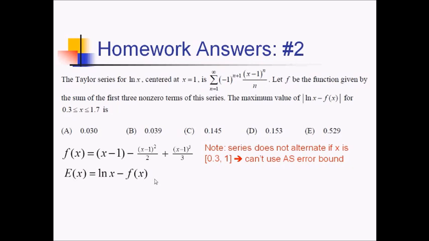I'm actually going to do the candidates test on this thing, and I'm going to pick whatever takes this further away from 0. So to do that, I'm going to need to take the derivative of this to get those critical values. And we'll also have to plug in our endpoints of 0.3 and 1.7. So that's our game plan. E prime of x, let's get that.